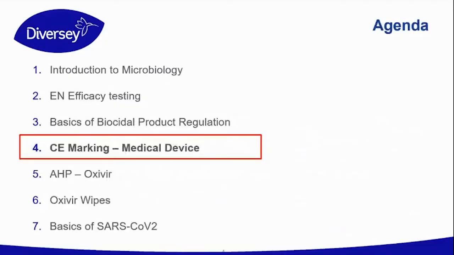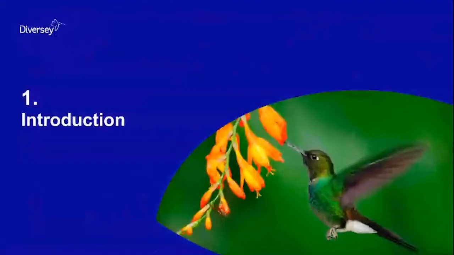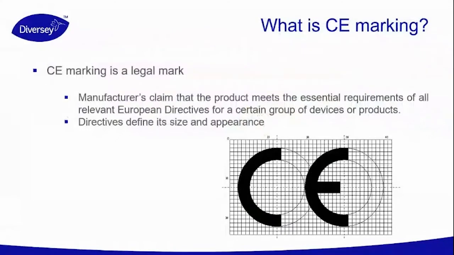So today we're going to talk about CE marking and medical devices. This is the fourth training module. First, let's start with some introduction. What is CE marking? CE marking is a legal mark. Manufacturers claim that a product meets the essential requirements of all relevant European directives for certain groups of devices or products. The directive defines its size and appearance.